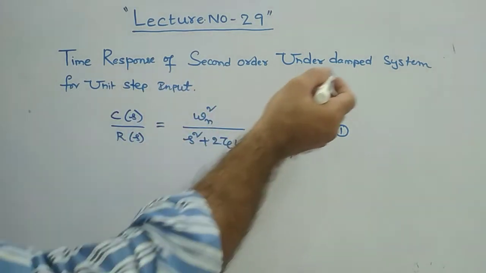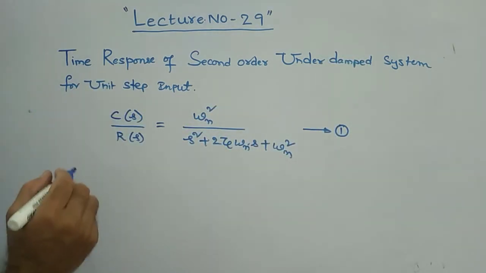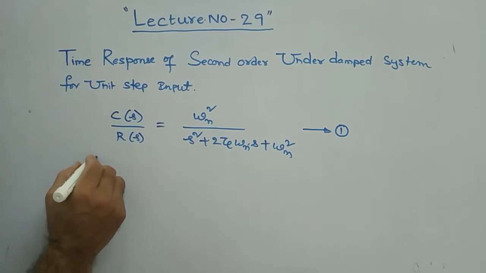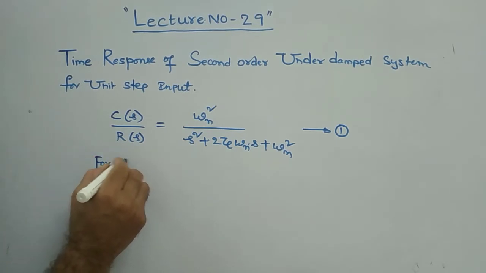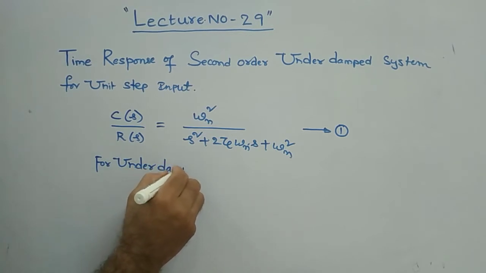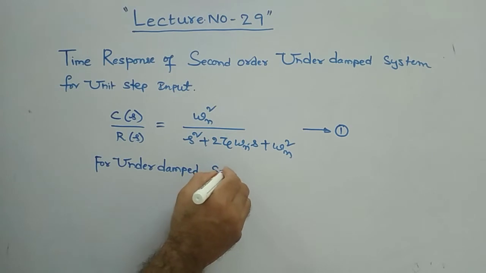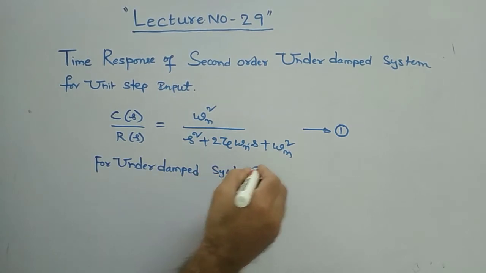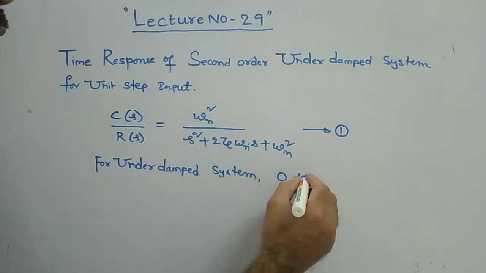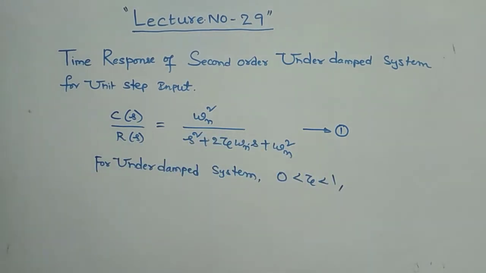Now, what is the value of zeta we are considering? It is an underdamped system. Therefore, for the underdamped system, let us consider 0 is less than zeta is less than 1.